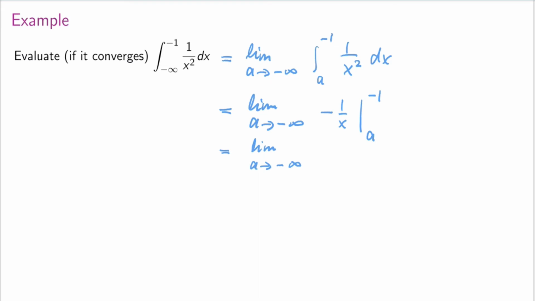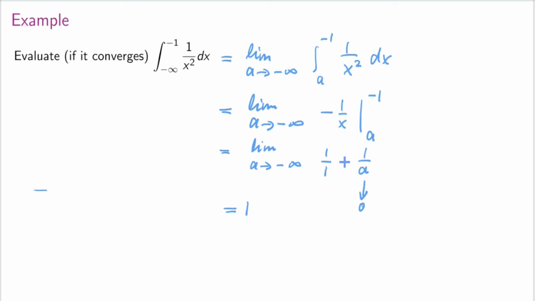I know it is cumbersome to carry the limit sign all the time, but it's actually necessary, so we have to do that. I sub in minus 1 first, so I get 1 plus 1 over a. And now a goes to minus infinity, which means this term here actually goes to 0, and the result is equal to 1.